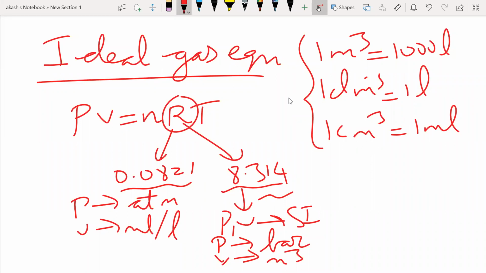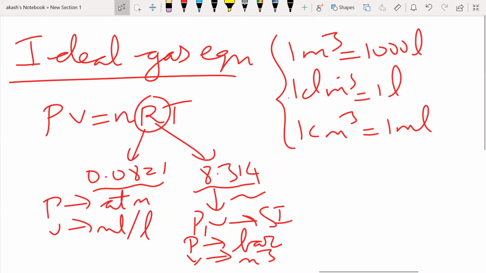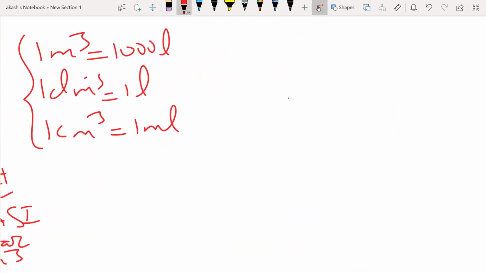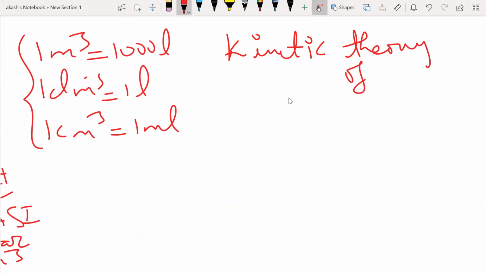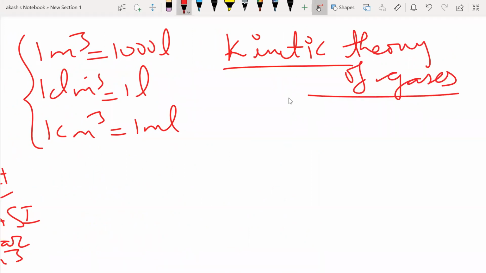Okay, fine. So moving on, now we have said something about the ideal gas. All these laws, the ideal gas equation, Boyle's law, and so on, actually came into existence because of the kinetic theory of gases. There are certain postulates, certain points given by kinetic theory, and based on that only all these scientists proposed their laws. So we'll just look at what it says.